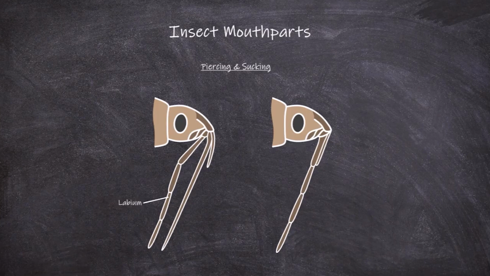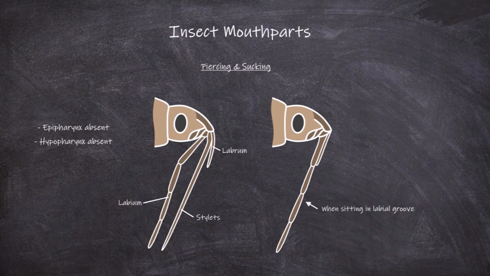In these insects, the labium is elongated and extends downwards. It also has a groove in it called the labial groove. The labrum is present, but the epipharynx of it is absent, as is the hypopharynx. The paired maxillae and mandibles are modified to form 4 stylets that sit in the labial groove. These form a food canal and a salivary canal. The stylet bundle is used to pierce and suck up fluids.